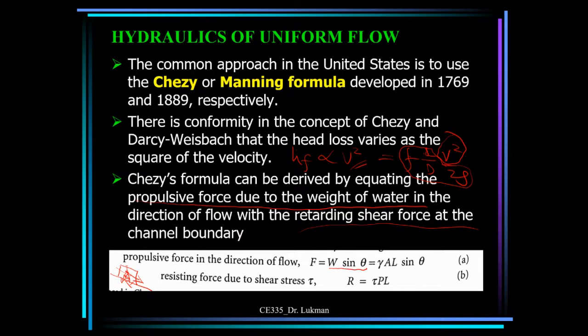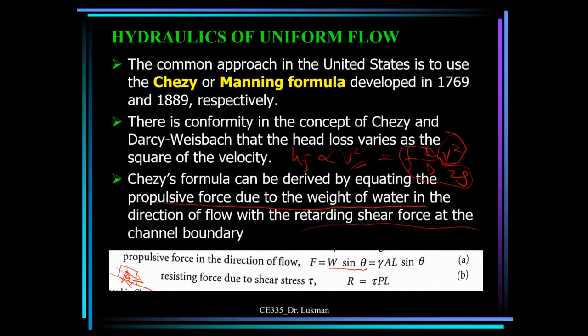If the channel bottom slope is horizontal, then it will not have any component in the direction of flow. But more often than not, you realize that the channel bottom has some slope which is non-zero. It can be very small, but certainly non-zero for open channel flow, because open channel flow is under gravity. It utilizes gravitational force.